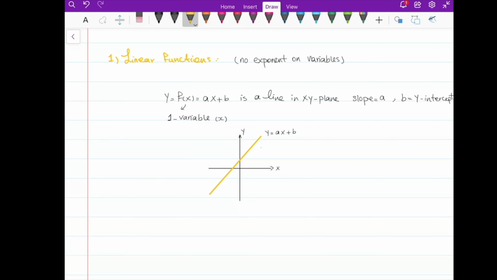So the slope of this line is equal to a, and the y-intercept, by y-intercept I mean the intersection of the line with the y-axis. Basically for this line, if I set x equal to 0, I get y equal to b, and so b here, which is the distance from the origin to the point B, this is my y-intercept.